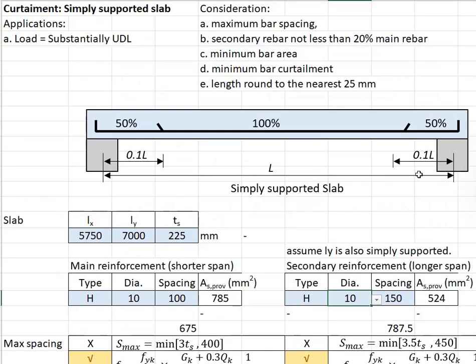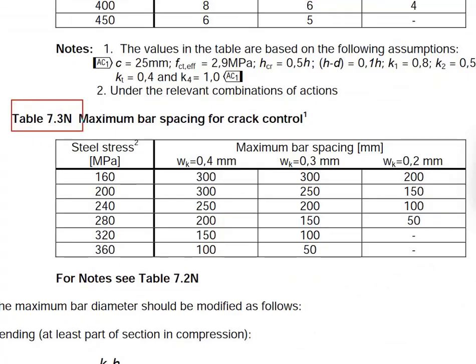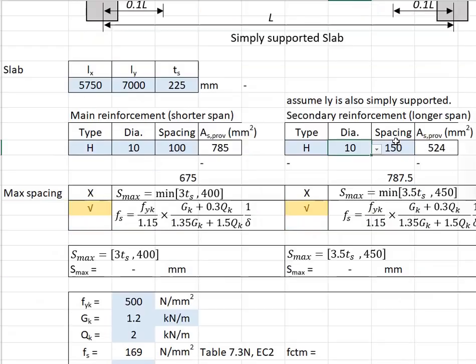Now you would like to check for the maximum spacing. Since the thickness is more than 200 mm, you're going to use this formula to calculate the stress in the steel bar. And then, based on the stress, refer to table 7.3N in Eurocode 2. For the crack width of 0.3 mm, you get the maximum bar spacing. Now let us look into the calculations.